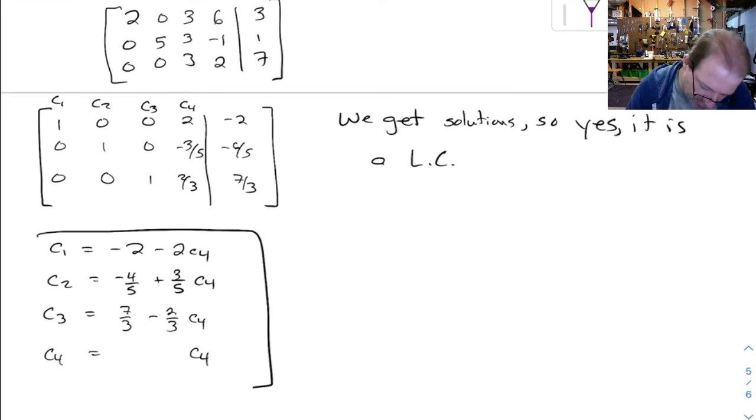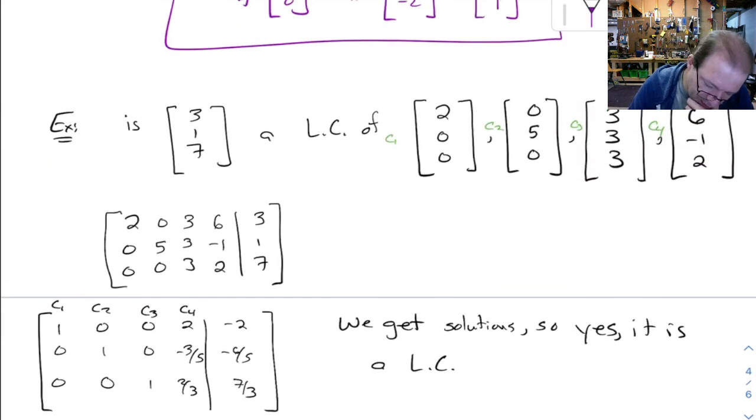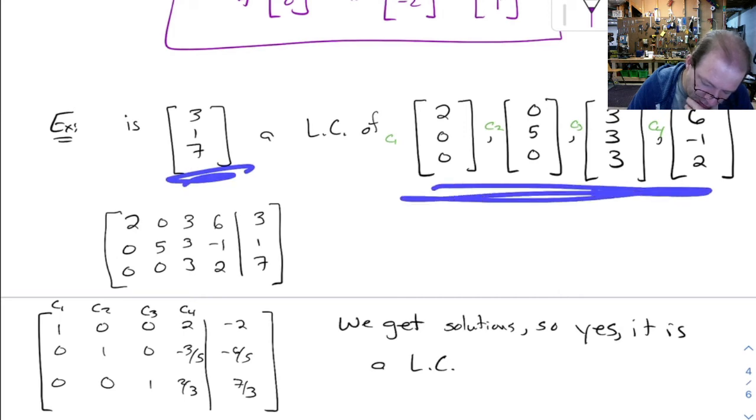So you get infinitely many ways to do this. All right, so you can pick any value you want for C4. If somebody said, give me a particular solution to this, you just pick a value. 0 would be the easiest one, and plug it in for C4, and that would give you a set of coefficients that would get you 3, 1, 7 as a linear combination of these guys.